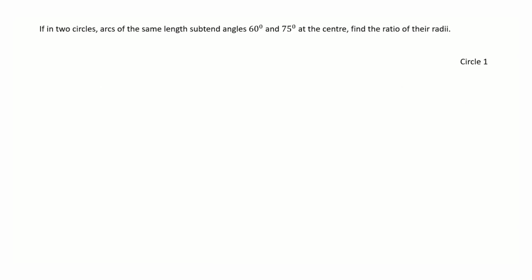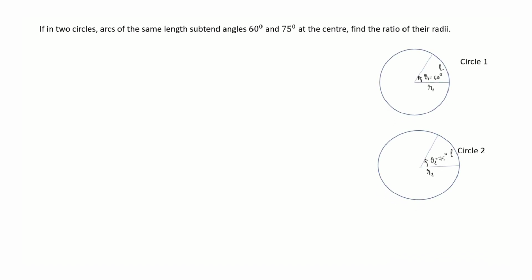Next question. If in two circles, arcs of the same length subtend angles 60 degree and 75 degree at the center, find the ratio of their radii. Let us consider two circles, circle 1 and circle 2. Let R1 and R2 be the radii of circle 1 and circle 2 respectively. Let theta 1 be equal to 60 degree and theta 2 be equal to 75 degree as given in the figure.